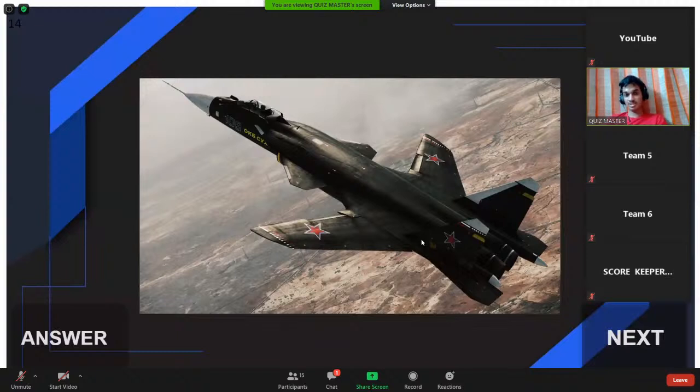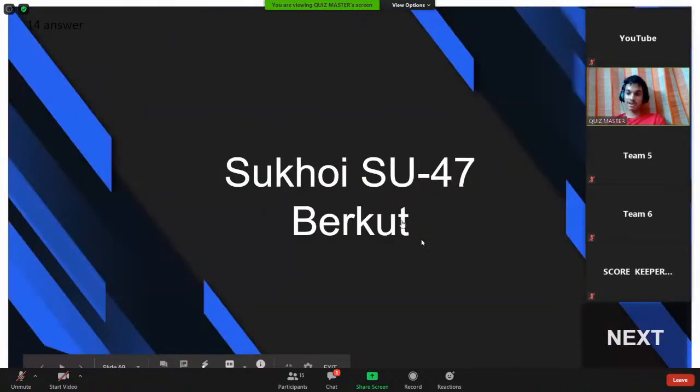Okay, team 6 has messaged the Sukhoi 47. That is the answer we were looking for. So the Sukhoi 47 Berkut, as the Russians call it. So we will get plus 15 points to team 6, plus 15 points to team 3, plus 15 points to team 5. Right? So plus 15 points to team 6, team 5, and team 3. Scorers got that? Yes. Okay.